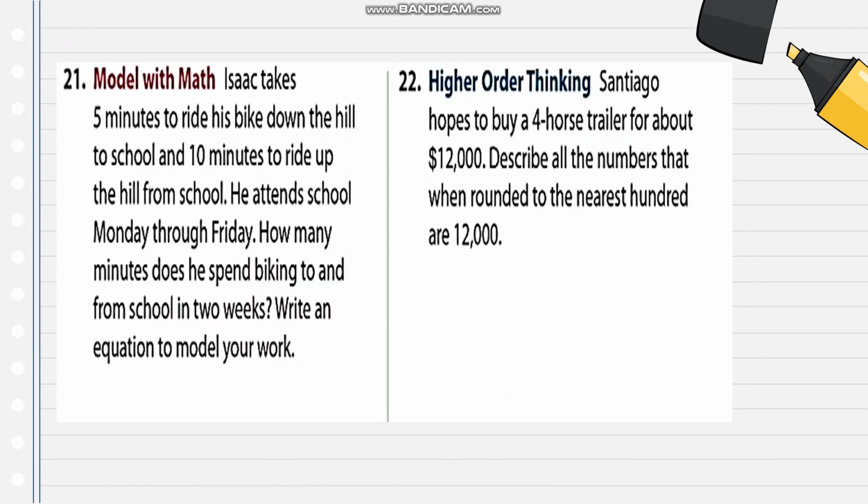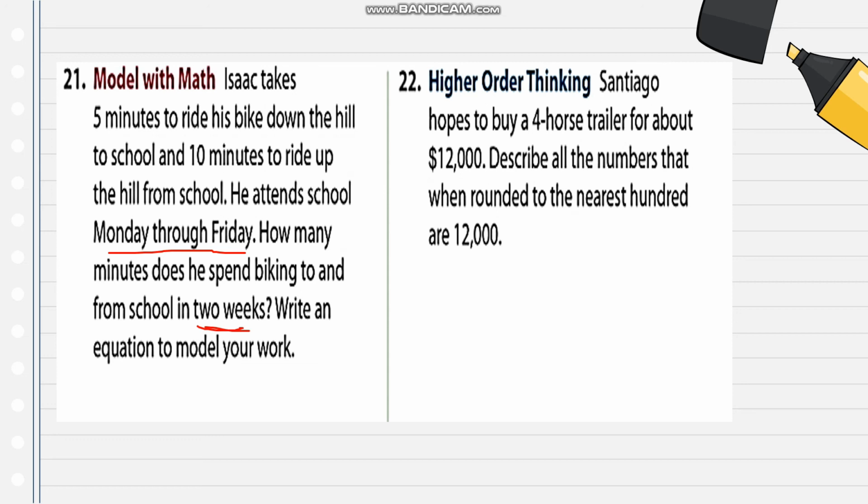21. Isaac takes 5 minutes to ride his bike down the hill to school and 10 minutes to ride up the hill from school. He attends school Monday through Friday. How many minutes does he spend biking to and from school in 2 weeks? Write an equation to model your work.